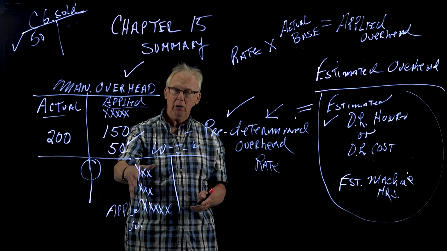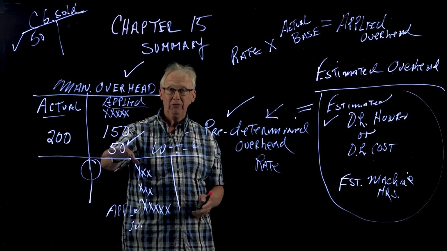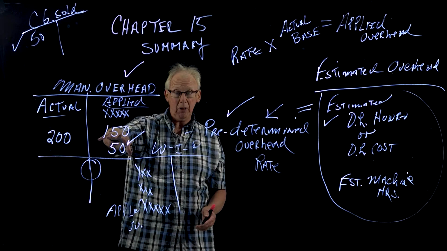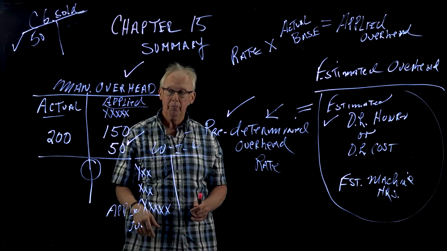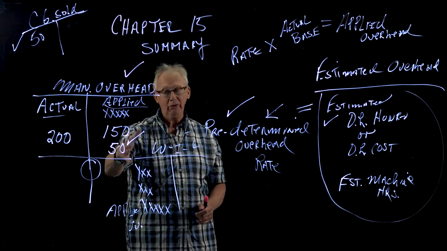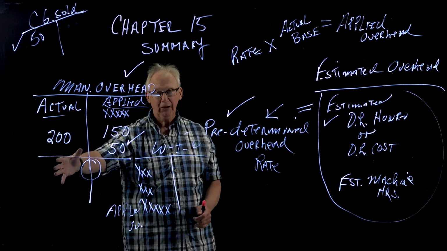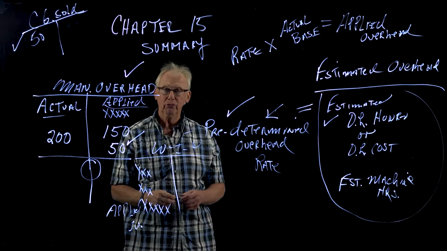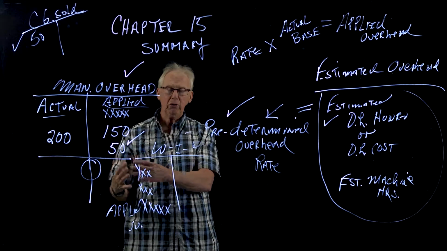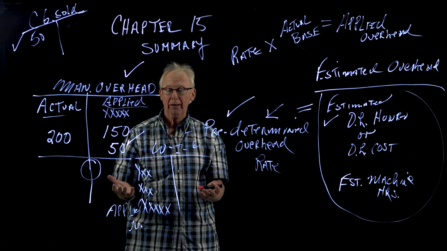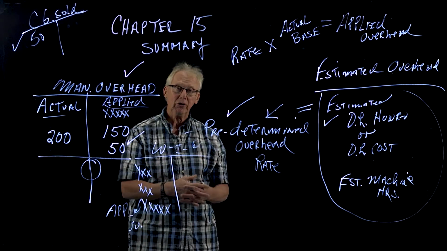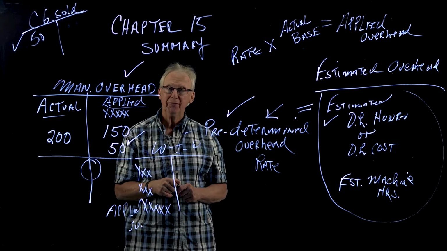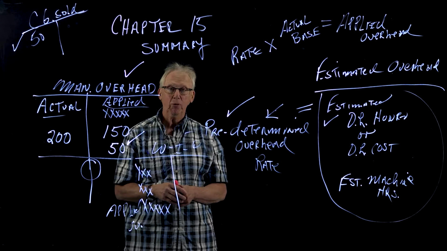If applied is smaller, you make it the same as the actual, and you come up here, you credit applied, and you come up here and you debit cost of goods sold. Okay? If applied is larger, you make the actual the same amount as applied, and you come up and you credit cost of goods sold. You're either increasing cost of goods sold, which is your main product expense, or you're decreasing cost of goods sold. And that's the big difference in chapter 15 when compared to chapter 14.